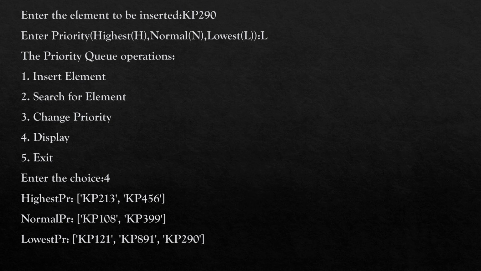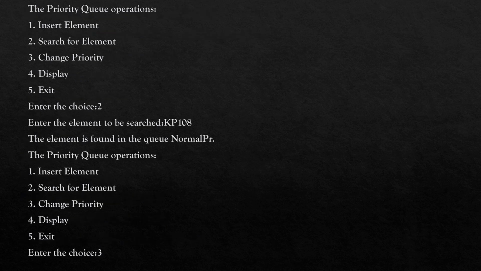Now if you want to see how the queue looks like, then you can enter the choice 4. So it will display all the 3 queues. So as you can see here, the new element is inserted in the lowest priority queue. And suppose I have entered the choice as 2, that means search for an element, then it will ask for the element to be searched, and here I have given one element to be searched, and it has searched and the output is showing the element is found in the queue normal priority.